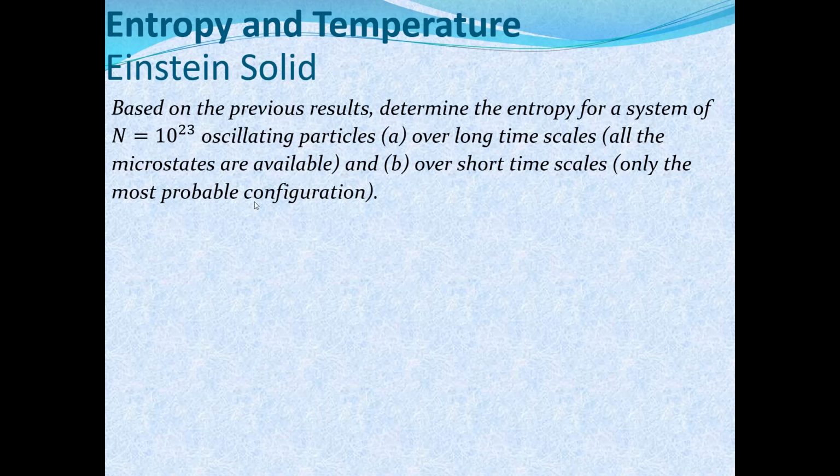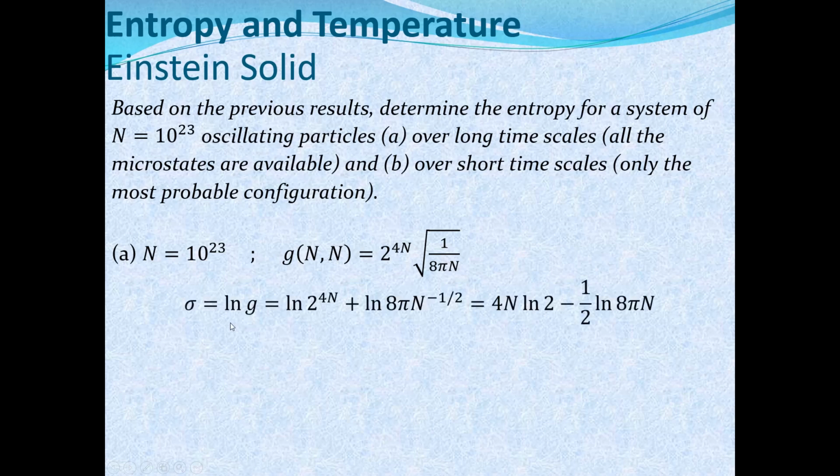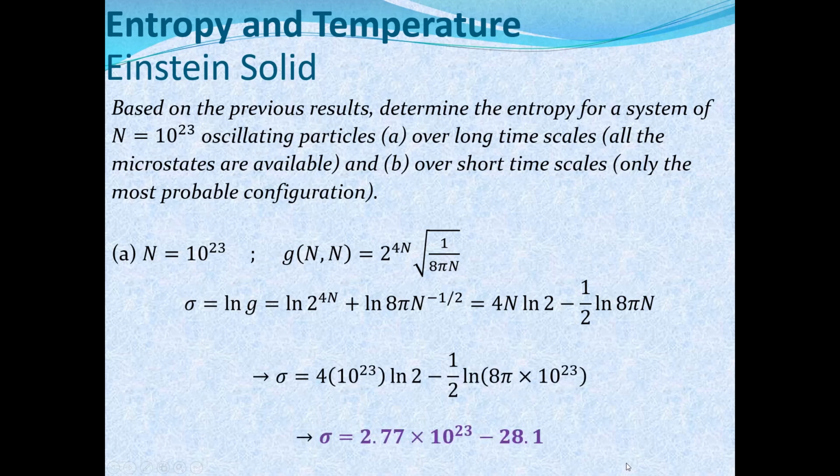So for part A, well, first we have to use the equation that we have. We know that the total number of available states is going to be given by this function. So the entropy is just the ln of this. So when I take the ln function of this, that splits it up into those two parts. I can then combine it, simplify it, do some calculations, use 10 to the 23rd for n, and I end up getting this.